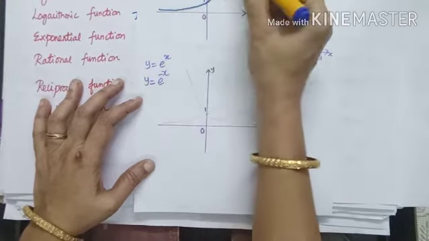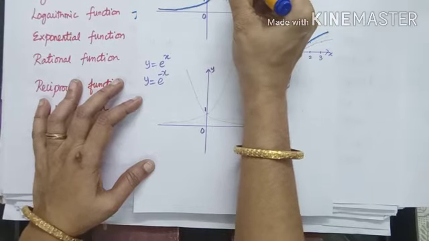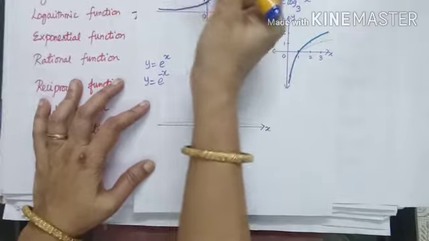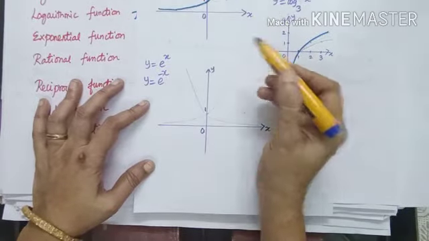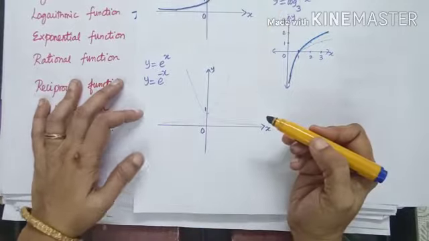So next number is 3 power x. Next number 2 power x will be somewhere here. E power x will be somewhere here because it is between 2 and 3. As I increase the number, it will go near the y-axis. 2, 3, 4, 5, 6. It will go near and near the y-axis.